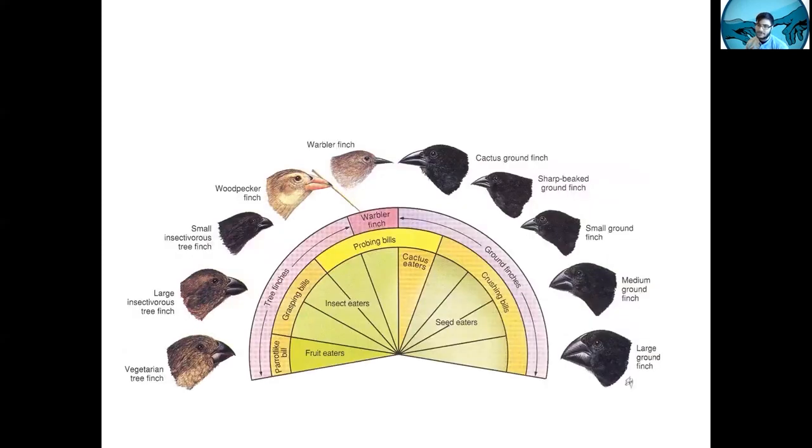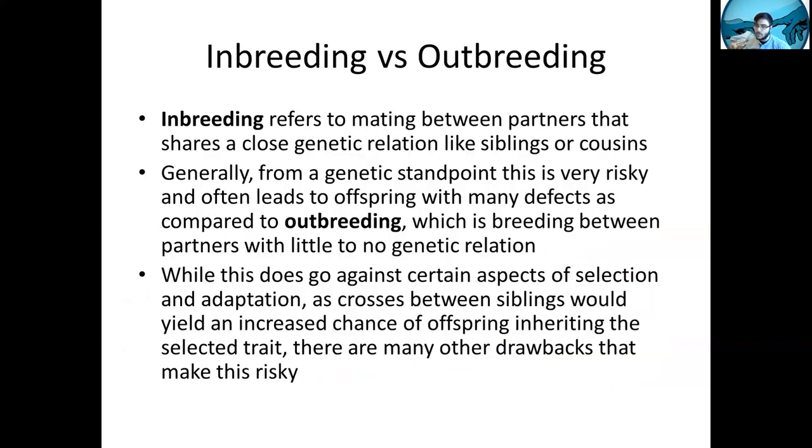So if we're going to talk about finches, for example, the cactus ground finch, a cactus-eating finch, you needed to develop that and get that going because you needed to select for that. You needed to select for that because there's an abundance of cactus and not a lot of other foods. It would make sense for siblings that have this trait from their parents to mate with each other so that they could have a lot of offspring which have this cactus-eating bill, and their offspring will be more fit and more likely to survive. But there are many other drawbacks that actually make this riskier than beneficial, right?